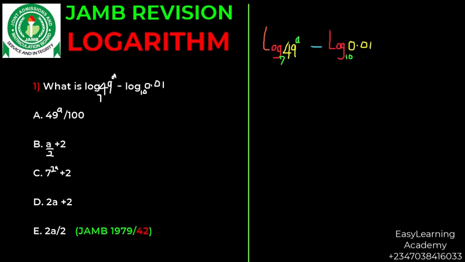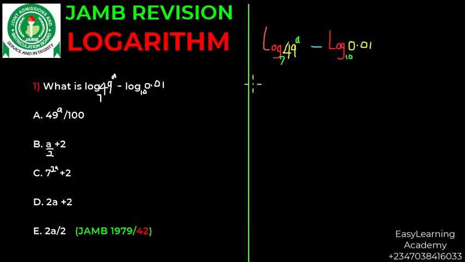Okay, so let's start a revision class on logarithm. This is a JAMB 1979 question, question number 42, and we are asked: what is log 49 base 7 minus log 0.01 base 10, where the 49 is raised to the power of a? So we need to solve this, and there are lots of logarithm laws that we need to apply here.